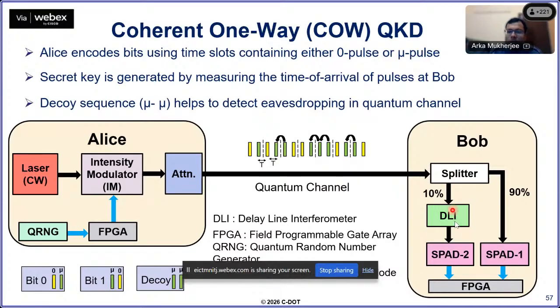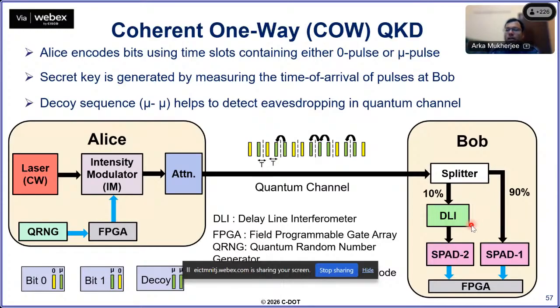Now 10% of the pulse will come to this arm, and there is a delay line interferometer here. The purpose of the delay line interferometer is that it will cause interference between consecutive pulses where there is a photon. The delay line interferometer delays one pulse and there will be an interference. At the output of the delay line interferometer we have placed another detector. Now here comes a question: if you see the architecture of the delay line interferometer, there are two ports, one constructive port and one destructive port.